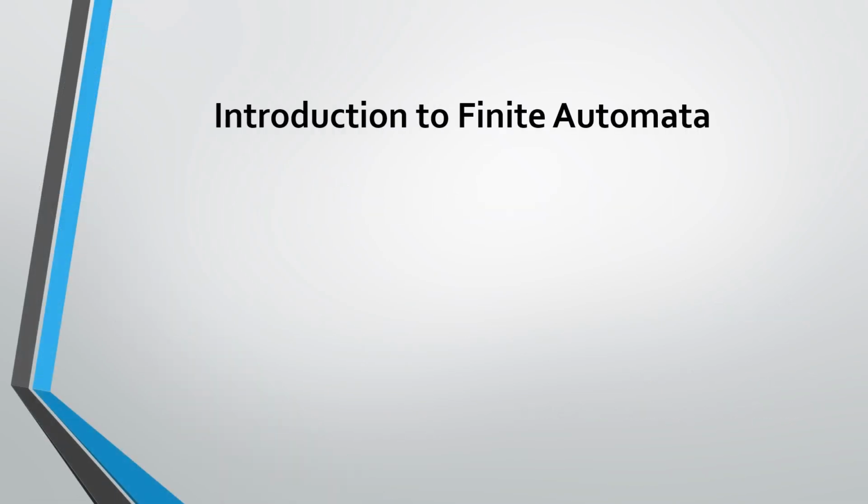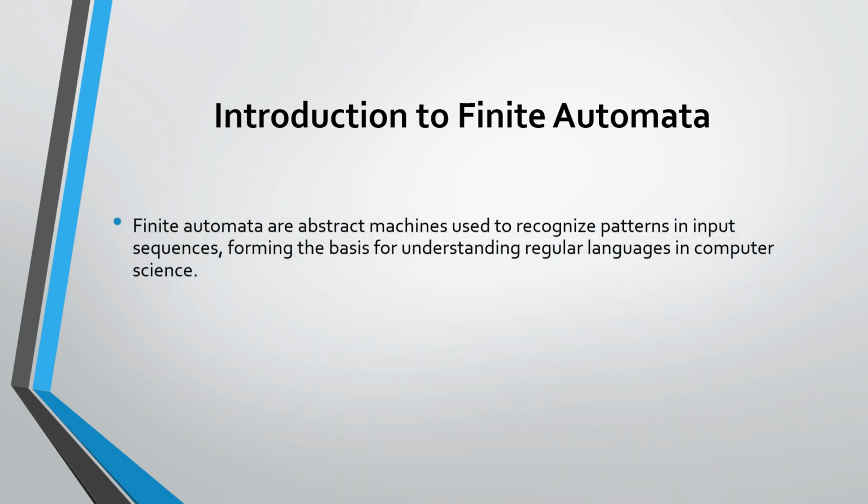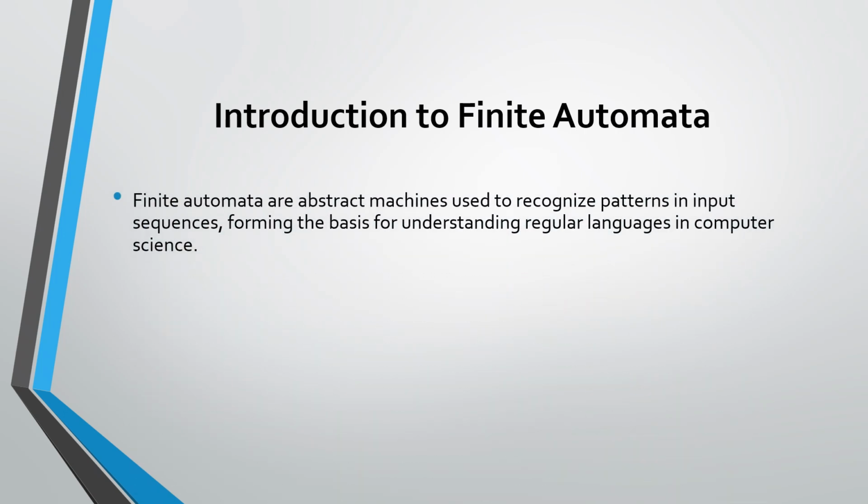Now we are going to learn a short topic about finite automata. So what is finite automata? Finite automata are abstract machines used to recognize patterns in input sequences, forming the basics of understanding regular languages in computer science.